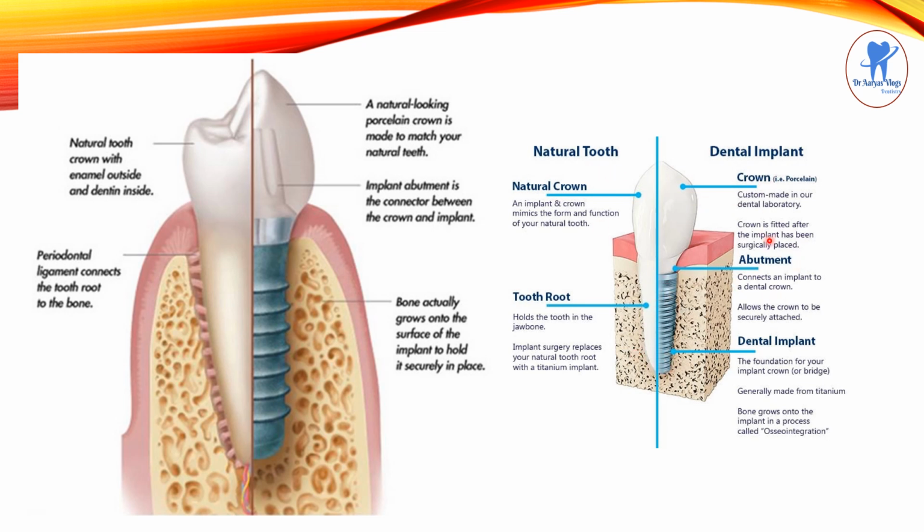Here this is the custom made crown. It is fitted after the implant has been surgically placed. This is the abutment. It connects an implant to a dental crown. It allows the crown to be securely attached and this is a dental implant, the foundation for your implant crown or bridge. Generally made from titanium. Bone grows onto the implant in a process called osseointegration.